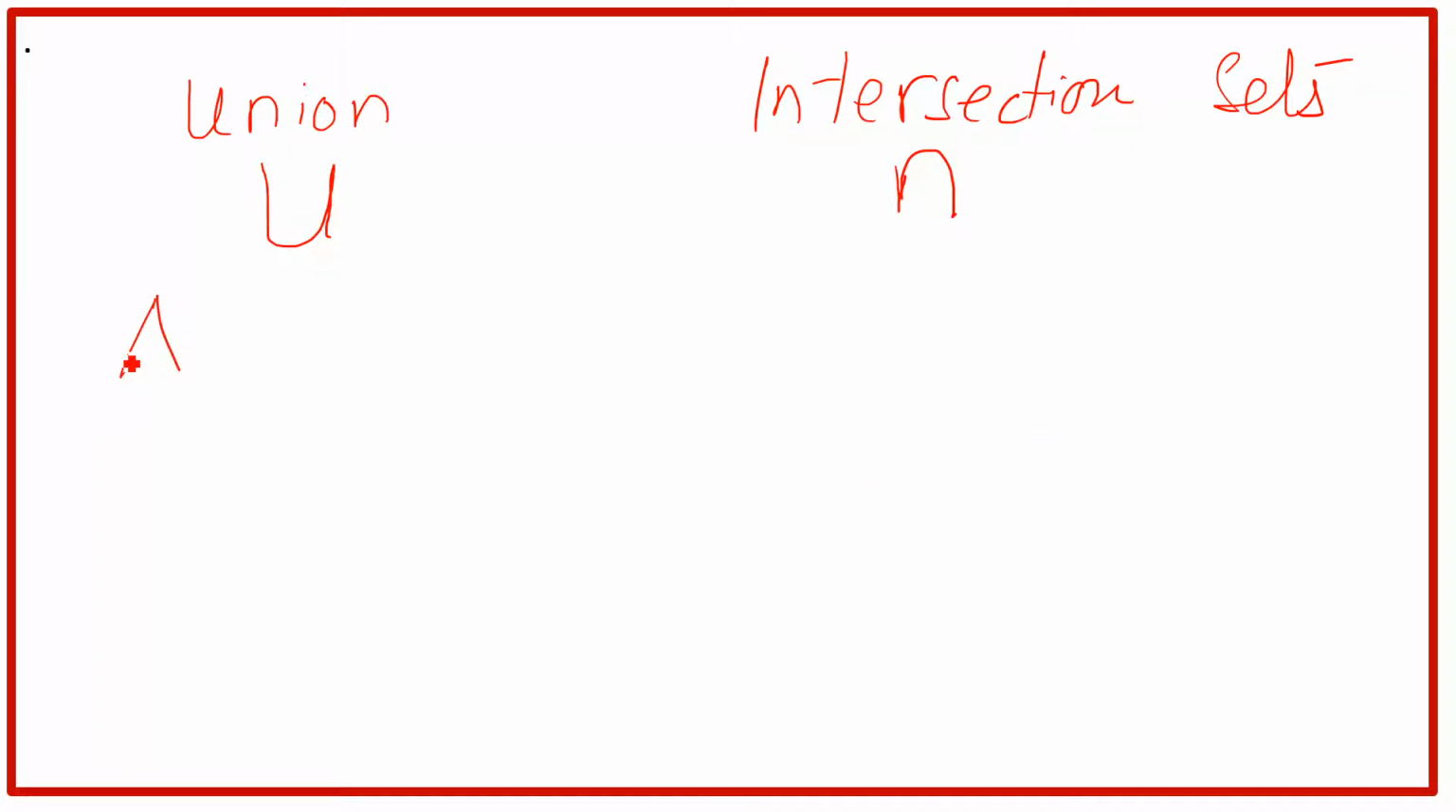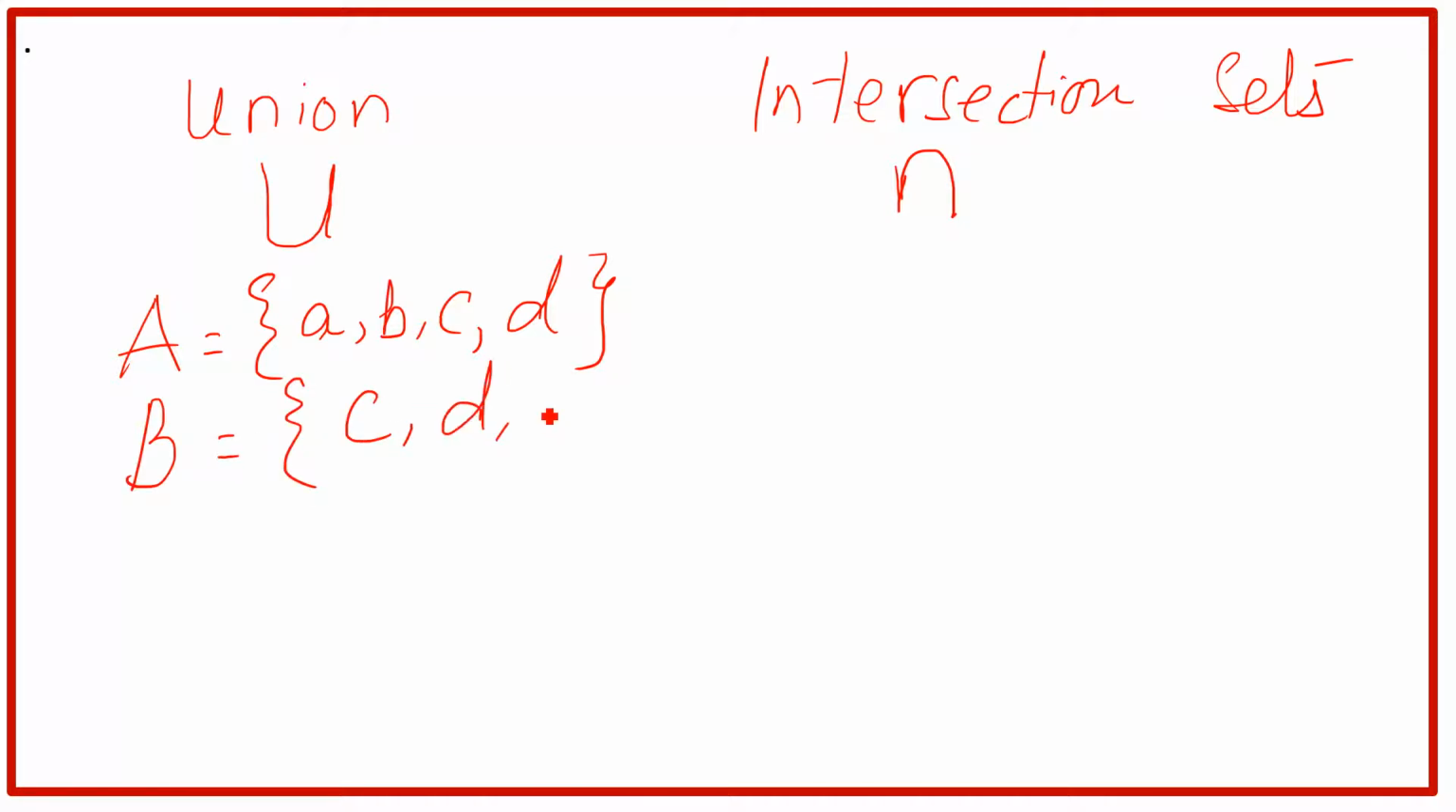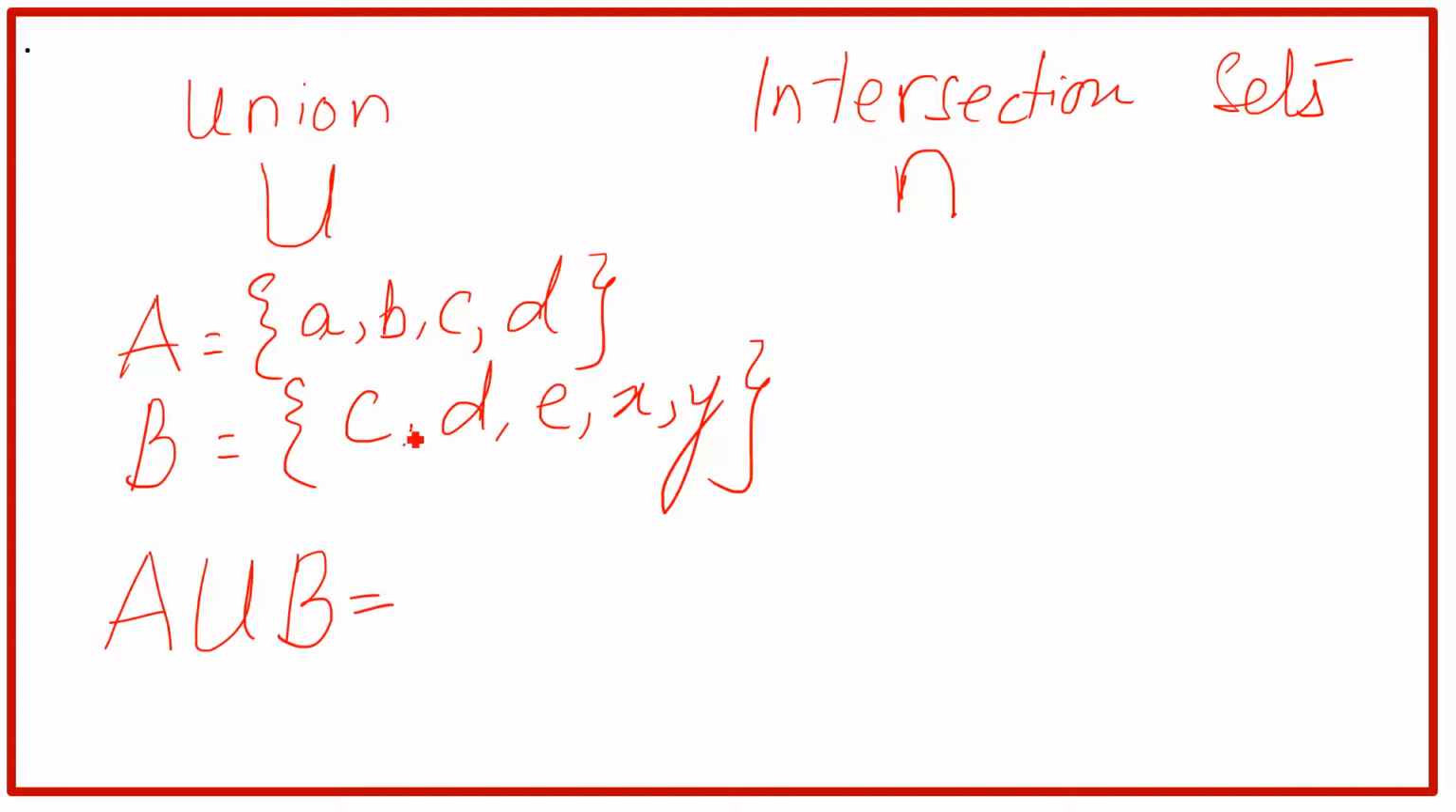Suppose we have sets A: A, B, C and D, and a second set B: A, B, C, D, E, X, Y. You can write any letters, and sets are usually represented by capital letters. If I say find out A union B, you have to write down all the members of A and all the members of B, but if something is common between the two, we write it down only one time.